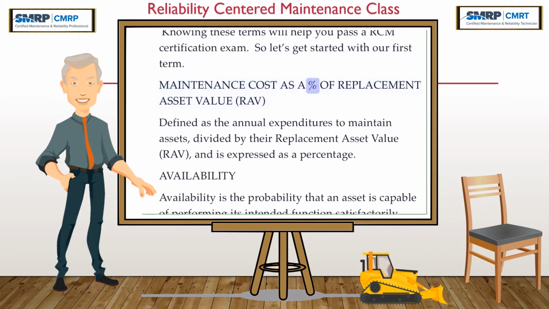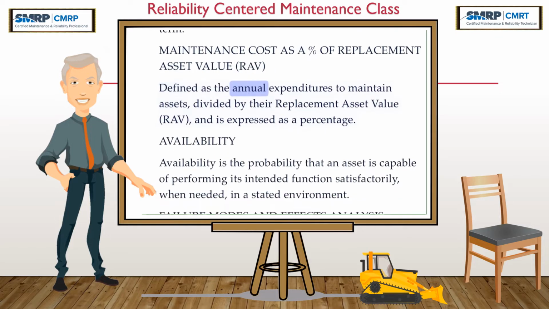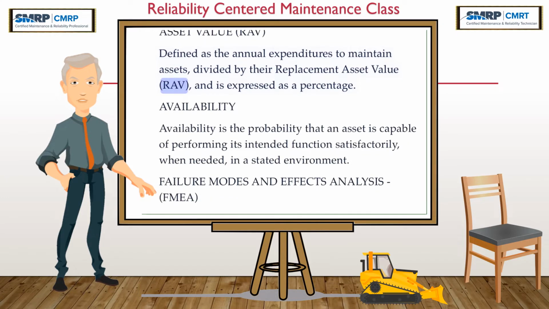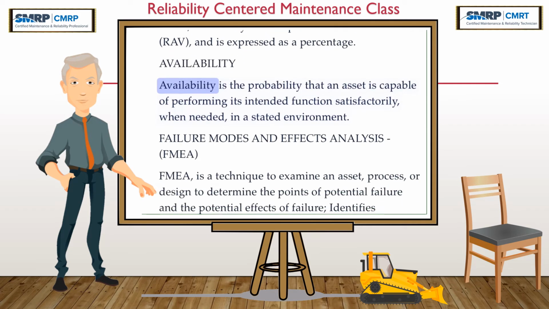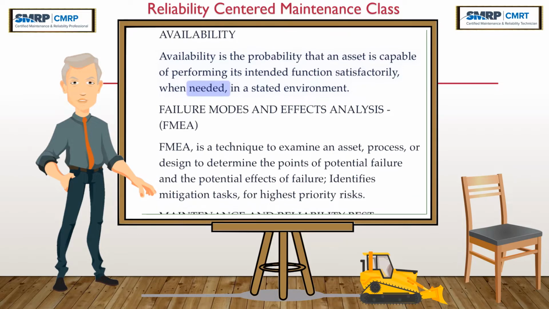Maintenance cost as a percent of replacement asset value, RAV. Defined as the annual expenditures to maintain assets, divided by their replacement asset value, RAV, and is expressed as a percentage. Availability. Availability is the probability that an asset is capable of performing its intended function satisfactorily, when needed, in a stated environment.